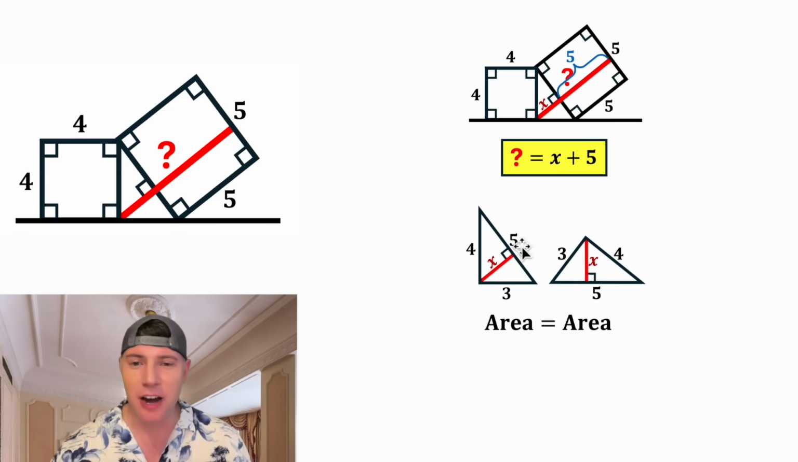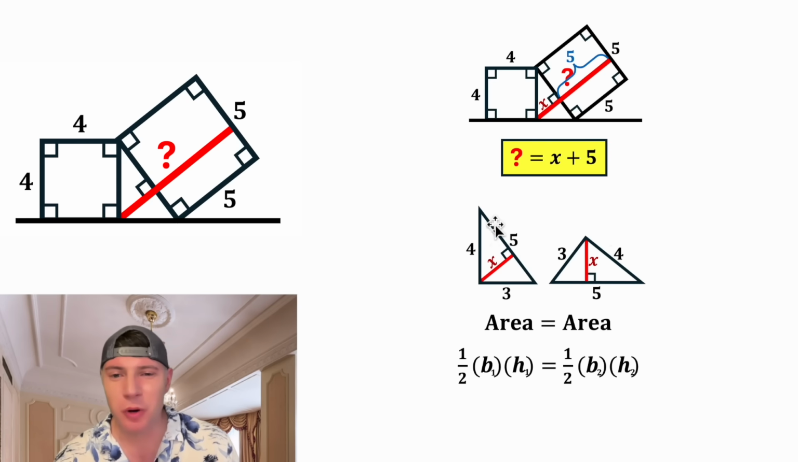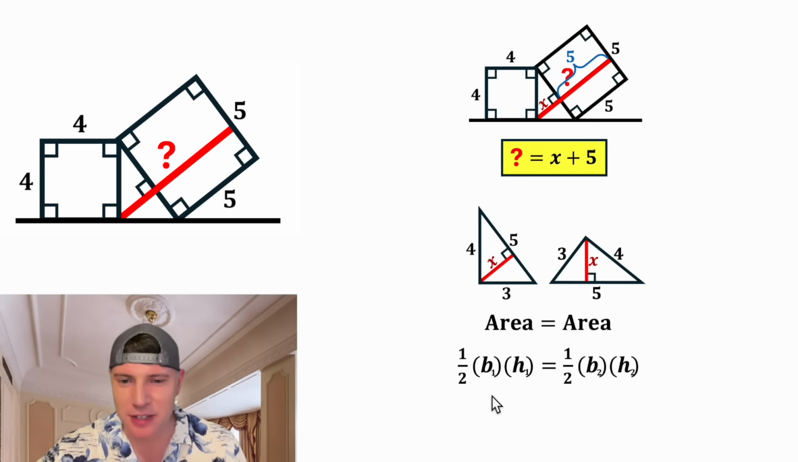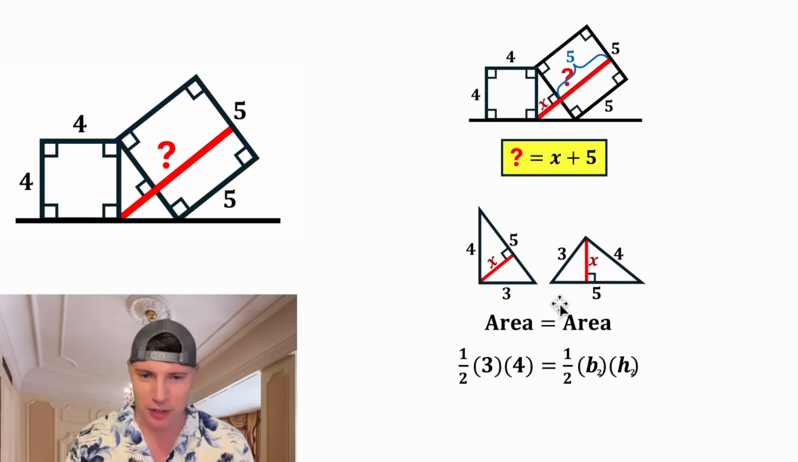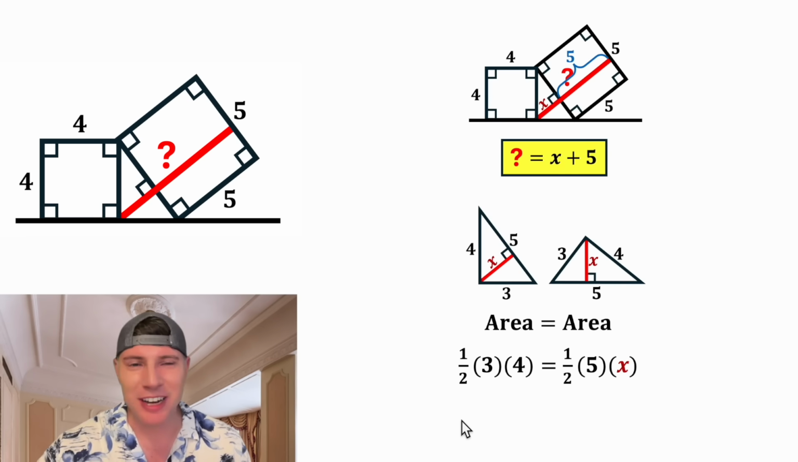So we know that the area of this one has to equal the area of this one. Or in other words, the 1/2 base times height for this one has to equal the 1/2 base times height for this one. For the triangle on the left, the base is equal to 3 and the height is equal to 4. And for this triangle, the base is equal to 5 and the height is equal to x. Now we can solve for x.